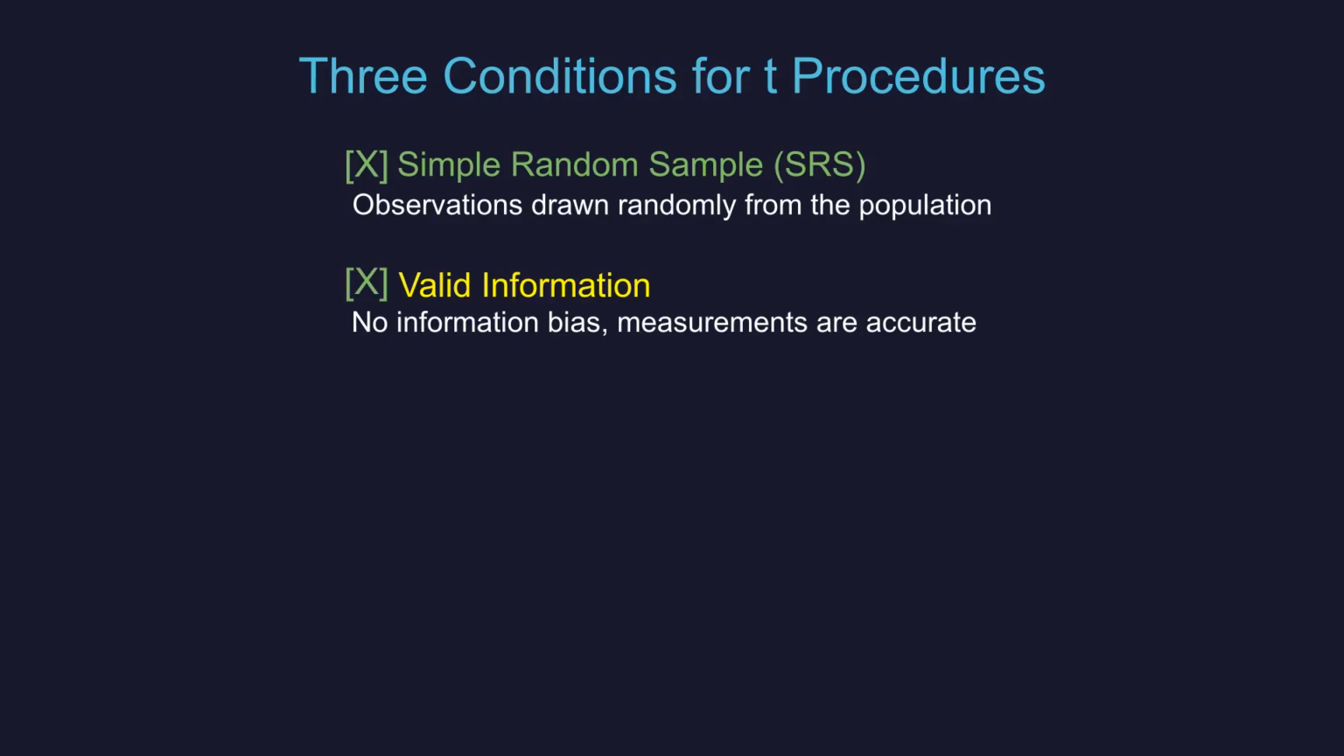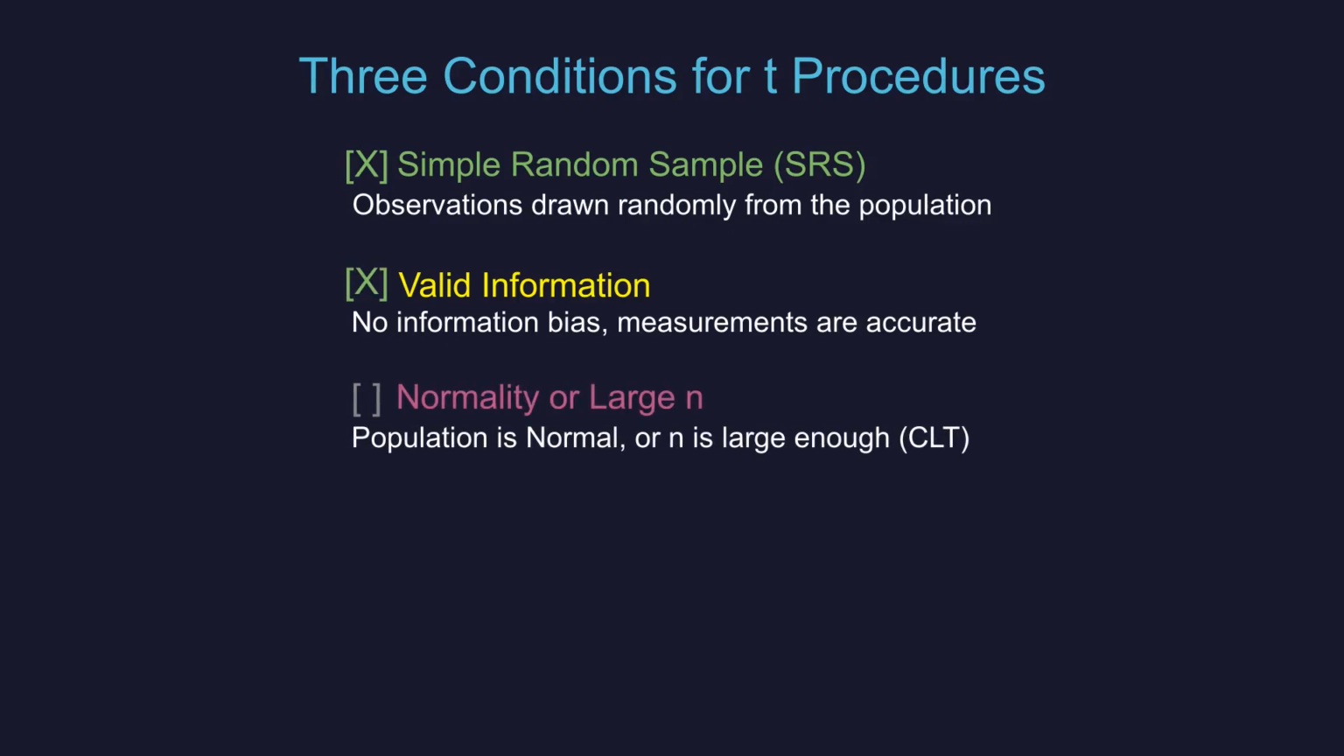Second, valid information. There should be no systematic measurement bias. Third, normality or a sufficiently large sample size. The underlying population should be approximately normal, or the sample must be large enough for the central limit theorem to apply.